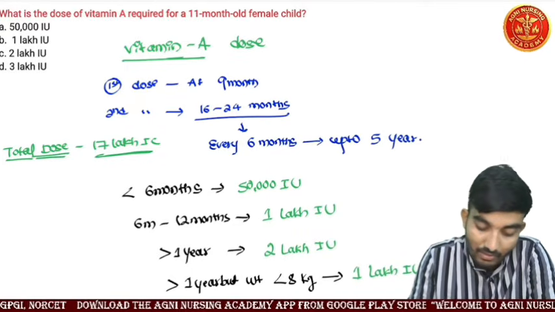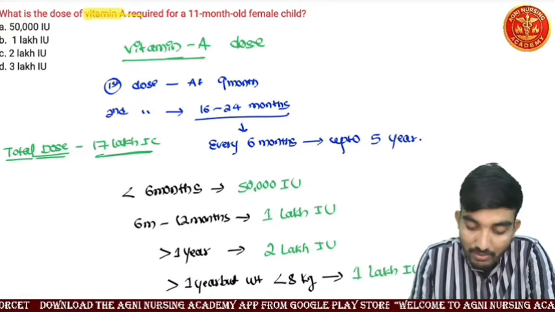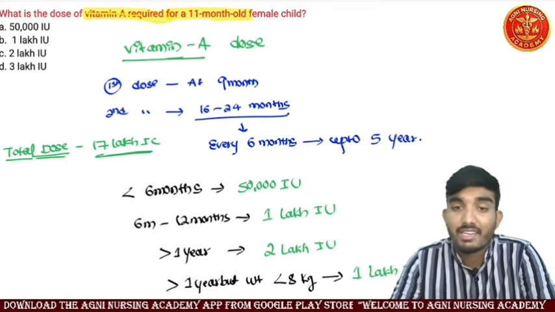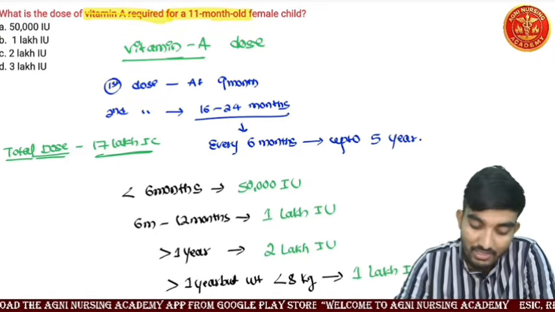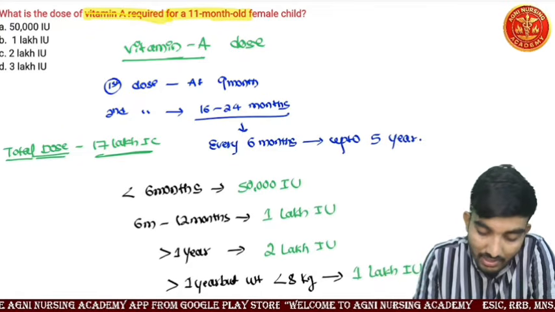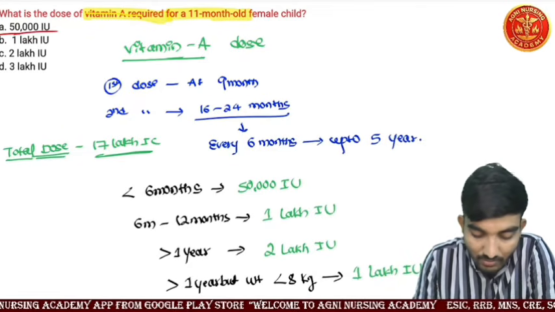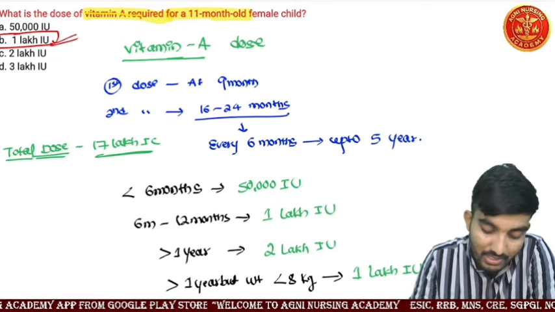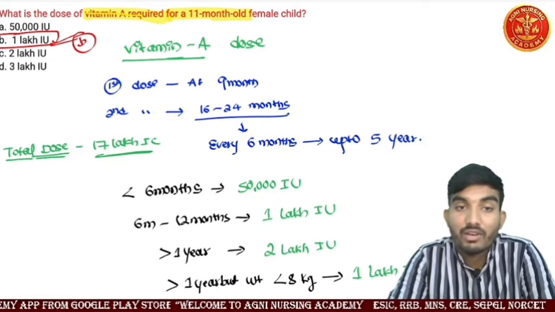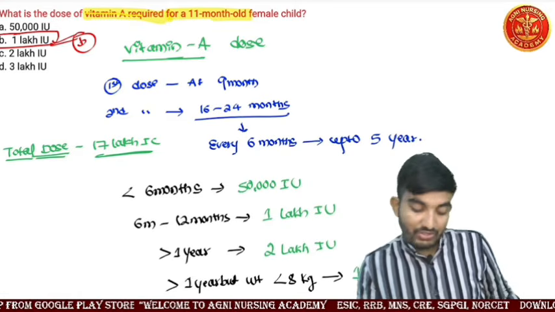Now see the answer. Vitamin A required for an 11-month-old child: the age is less than 1 year, so it means 1 lakh international units. Option B is the correct answer for our question, that is 1 lakh international units.